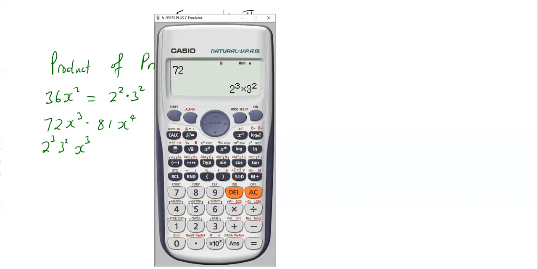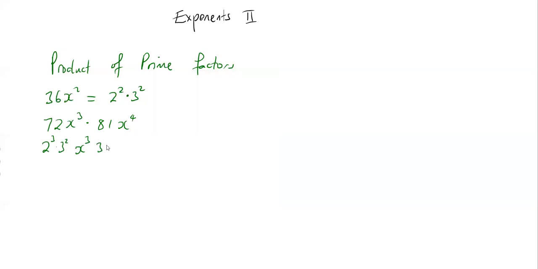Then here you've got 81. So you punch your 81 there, equals, shift fact, 3 to the power of 4. So times 3 to the power of 4, x to the power of 4. Can you see that now your life is easy? So you have got 2 to the power of 3, you have got 3 to the power of 2 plus 4, then you've got x to the power of 3 plus 4 as well. Then it's going to be 2 to the power of 3, 3 to the power of 6, then x to the power of 7.